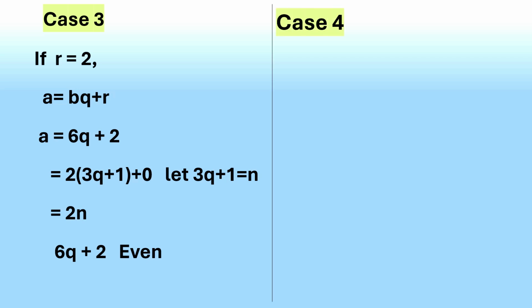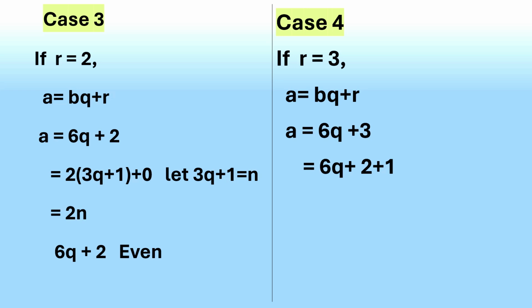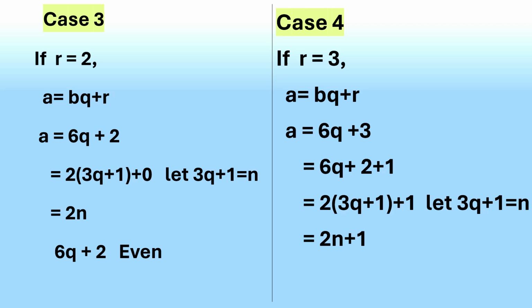Now case 4. If we take r is equal to 3 and apply Euclid division lemma, a is equal to bq plus r, and we'll get a is equal to 6q plus 3. Here we expand 3 like 2 plus 1, then we can write 6q plus 2 plus 1. Now take 2 common from them and we'll get 2 into 3q plus 1 plus 1. Let 3q plus 1 be equal to n. Now we'll get 2n plus 1. This is an odd integer, so 6q plus 3 is also an odd integer.